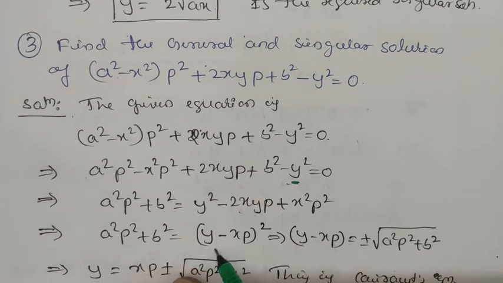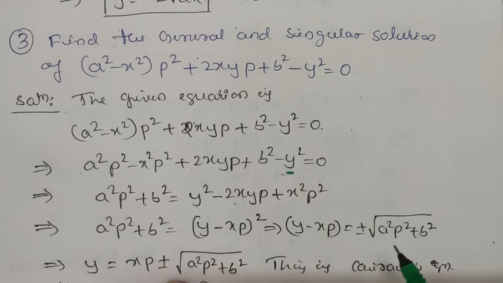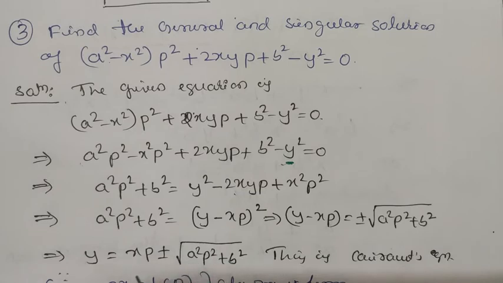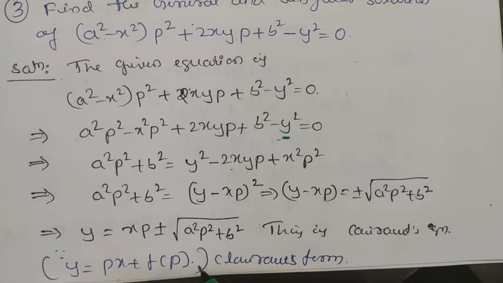So this implies y minus xp whole square is equal to a square p square plus b square. So after taking the square root it becomes plus or minus under root of a square p square plus b square. We want y, no? So take xp in this side. So it becomes y is equal to xp plus or minus under root of a square p square plus b square. This is the Clairaut's form. So you know Clairaut's form is y equals px plus f of p.